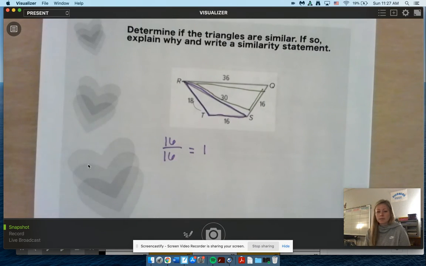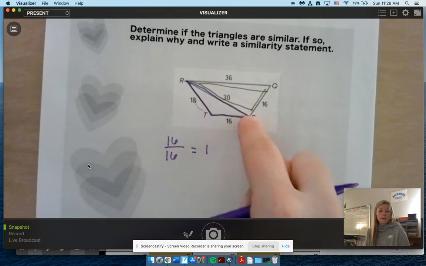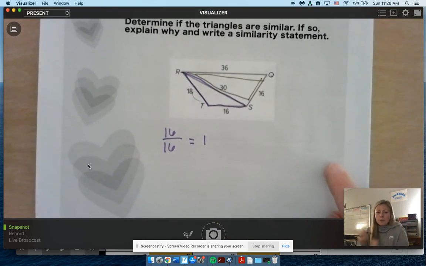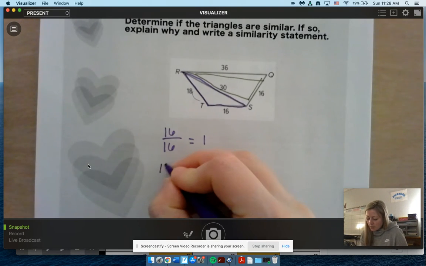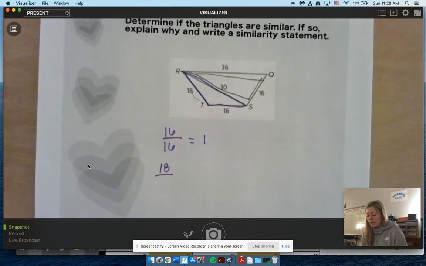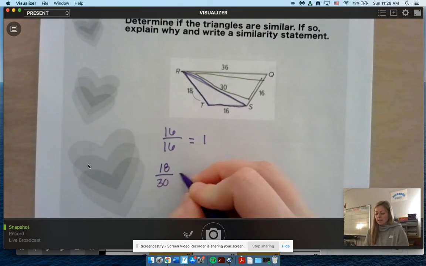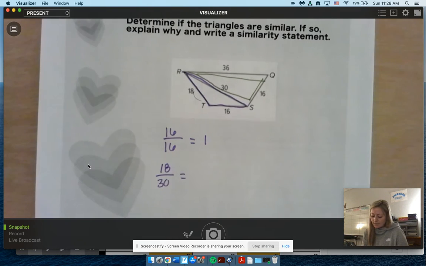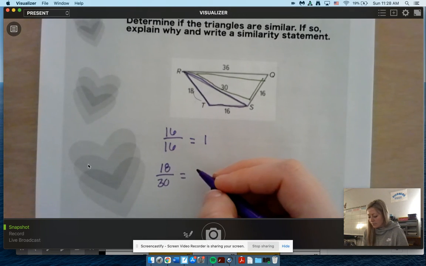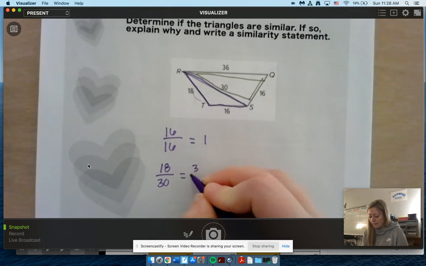Okay, now I'm gonna hop back to my purple triangle. On my purple triangle, what's your medium, your middle side length? That would be 18. And then my medium middle side on this guy here would be 30. If we reduce that, we're gonna get what? I think 6 goes into both of those, so 3/5.